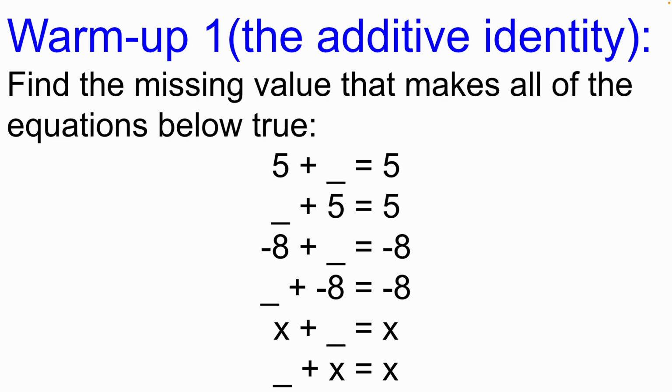So this first warm-up says to find the missing value that makes all of the equations below true. So in other words, what value can be added to each of these values to return the original value? So we have 5 plus blank equals 5, blank plus 5 equals 5, negative 8 plus blank equals negative 8, blank plus negative 8 equals negative 8, x plus blank equals x, and blank plus x equals x. So take a minute, pause this video, and see if you can figure out for each of these equations what value goes in the blank to make them true.